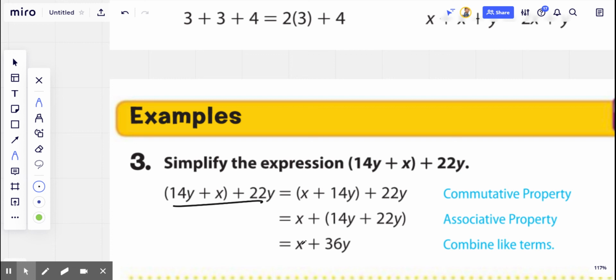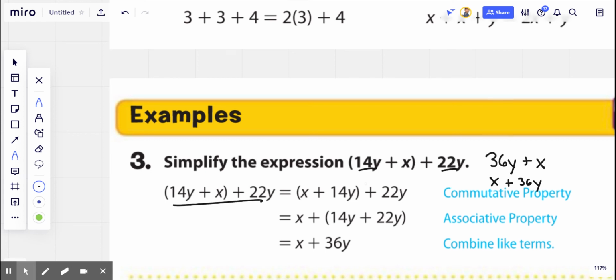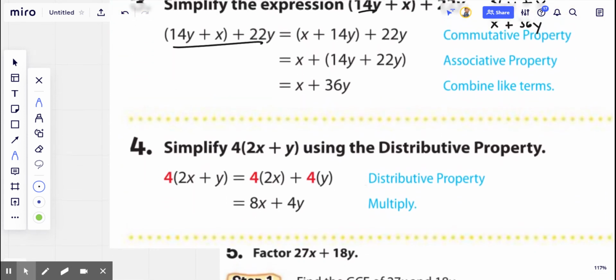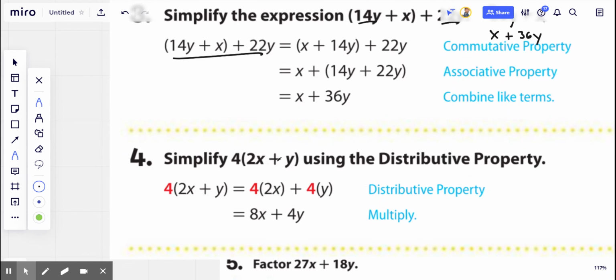Going back to our original expression, we did 14y plus 22y, which is 36y, and then we have our plus x. Or we could write it like they did, x plus 36y, because it's commutative. It doesn't matter which order we put them in. Let's look at another example. Simplify 4 times 2x plus y.